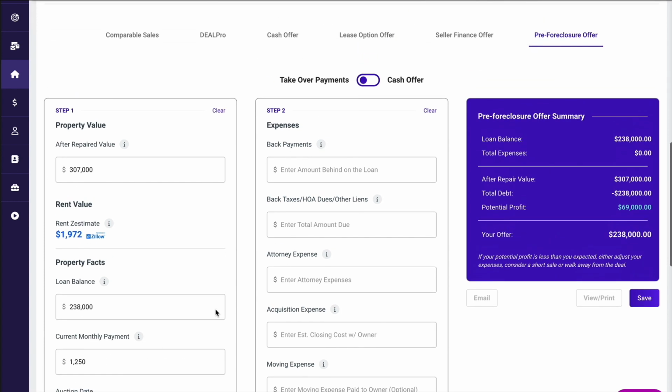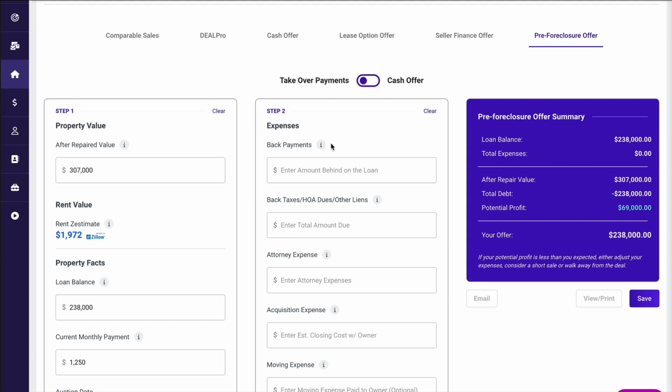Now, if we go up to the top, step 2, expenses. The very first thing is what we call back payments. These are the total payments that the seller's behind on to bring the loan current. So in this example, the back payments on this home is $12,500. The only way you can get this number is through the seller. The seller's been getting these notices on and on, but you want to get the most recent update on this, because just think about it. Each month is going to change. They're going to keep getting further behind.